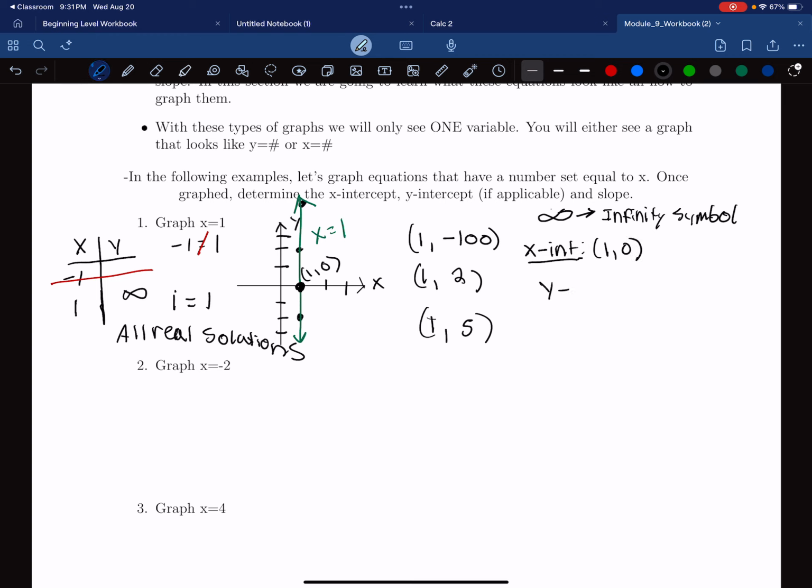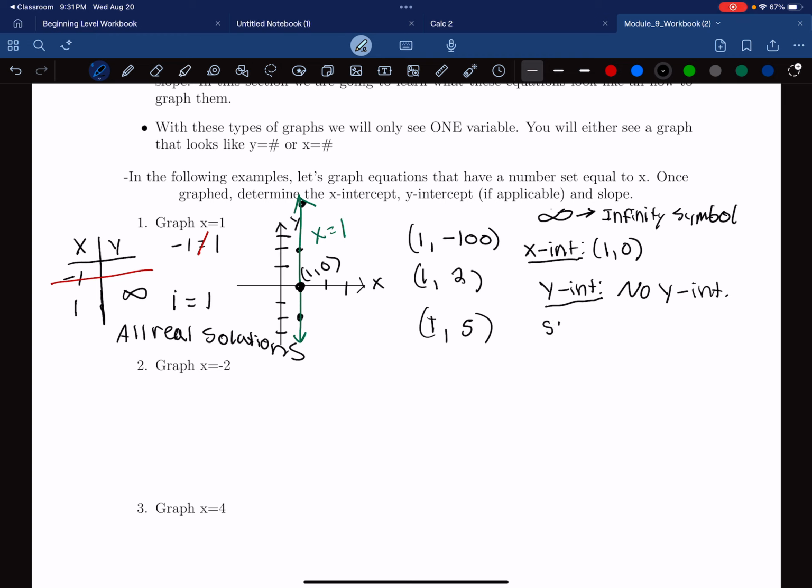And then our y-intercept. Well, does this line ever cross through the y-axis? It does not. So this equation does not have a y-intercept.